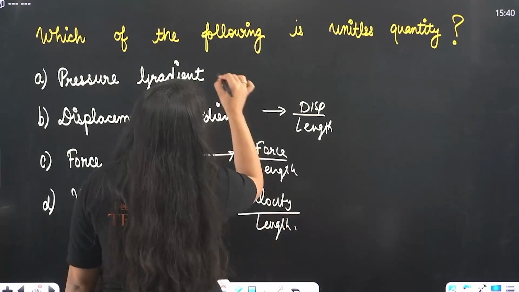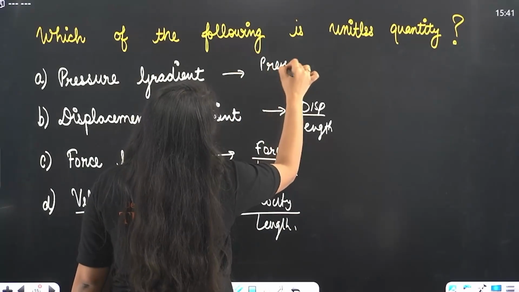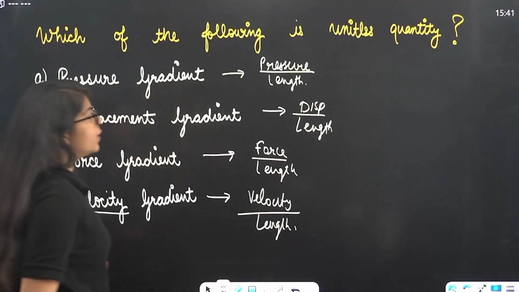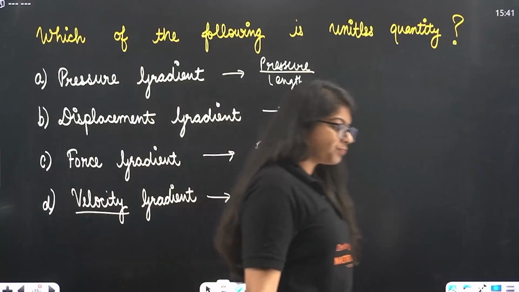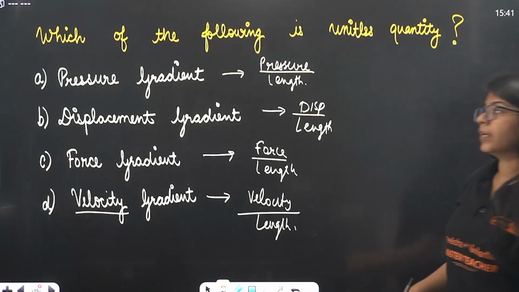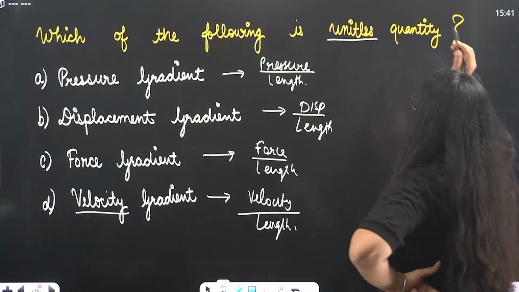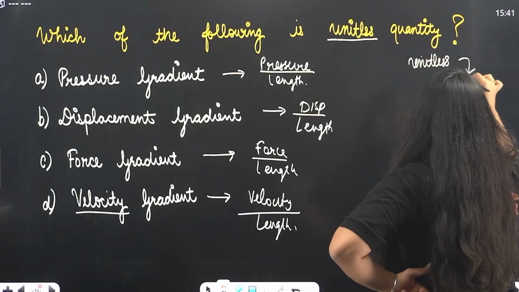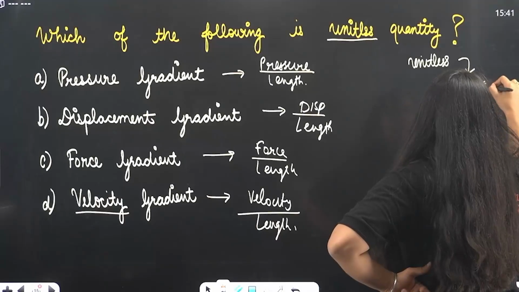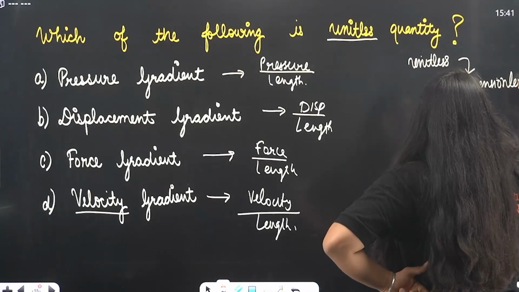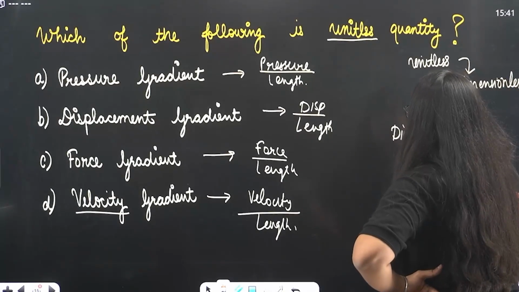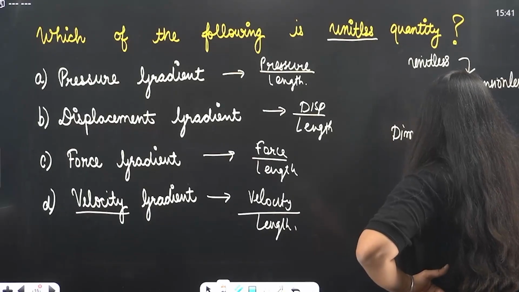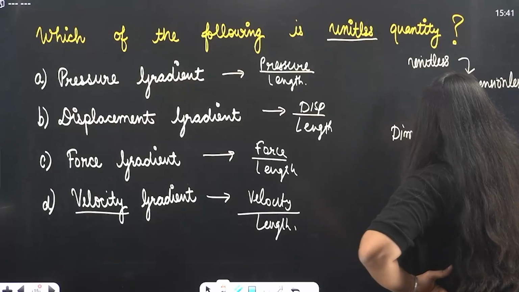Now beta, look at this carefully. They are asking which one of the following is a unitless quantity. Understand one more thing here. Unitless and dimensionless, there are two words. Every unitless quantity is a dimensionless quantity, that's one statement. And every dimensionless quantity is unitless? Now here you will study one more thing, beta.